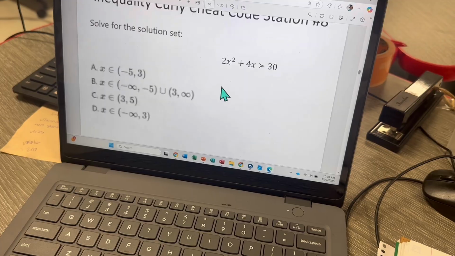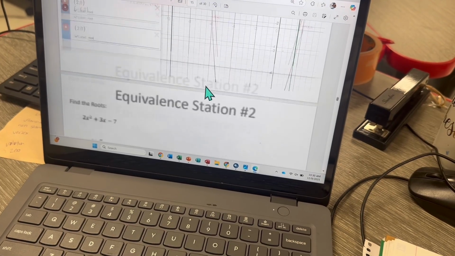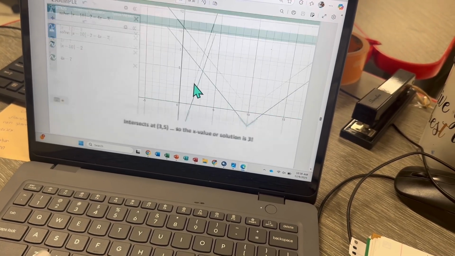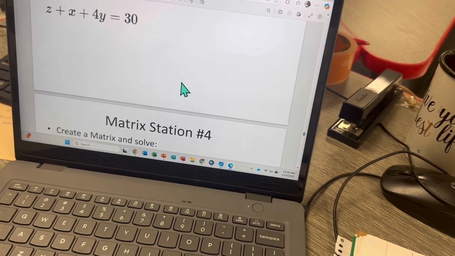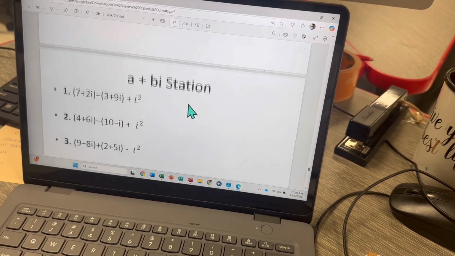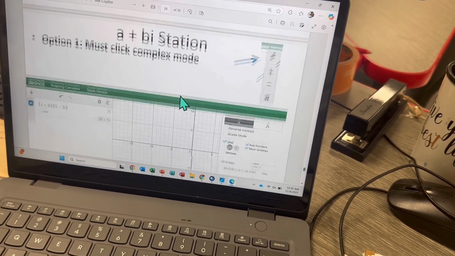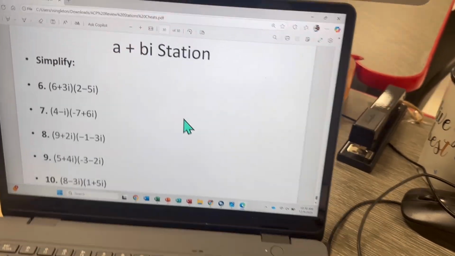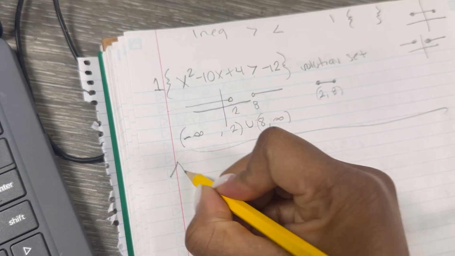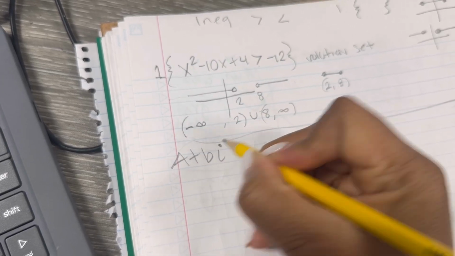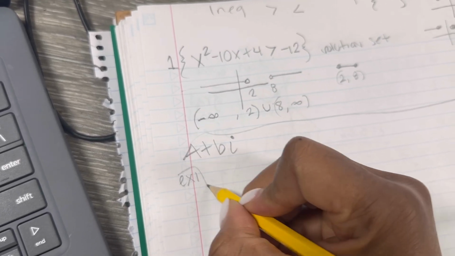All right, next topic. A plus BI. You're going to love this cheat. You're going to be mad at me for not showing this to you sooner. All right. Let's do number 6. A plus BI. Example 1.